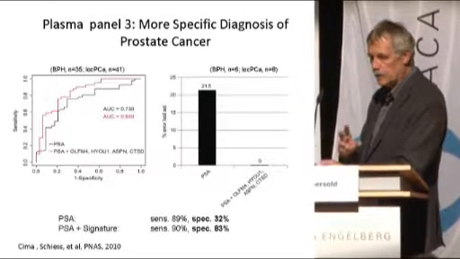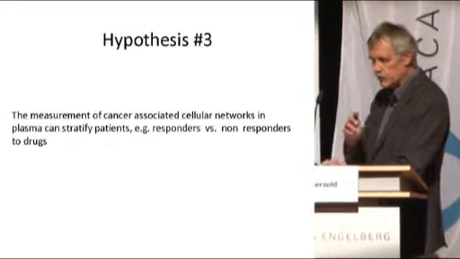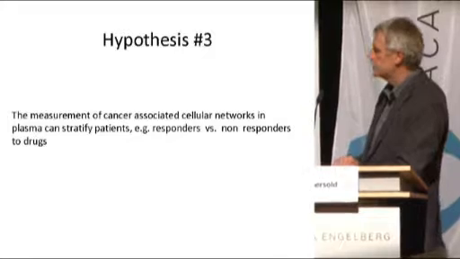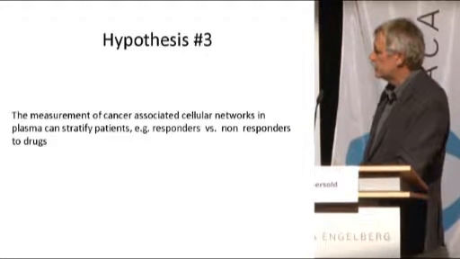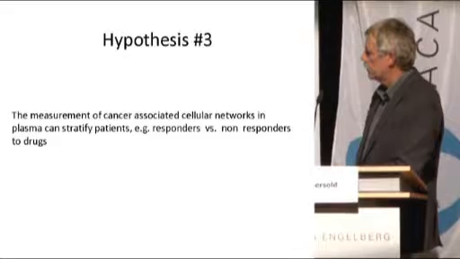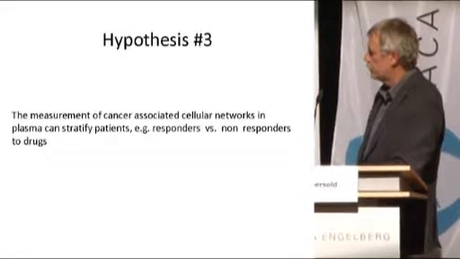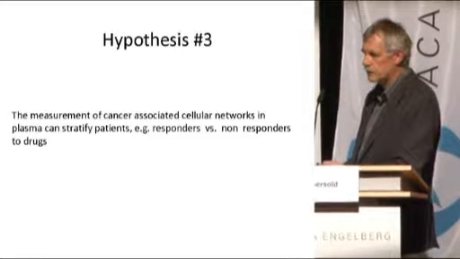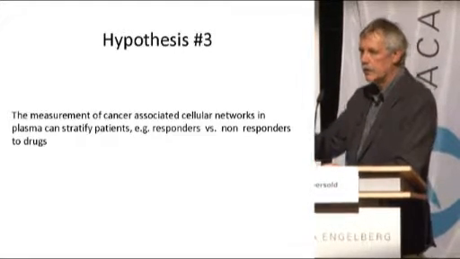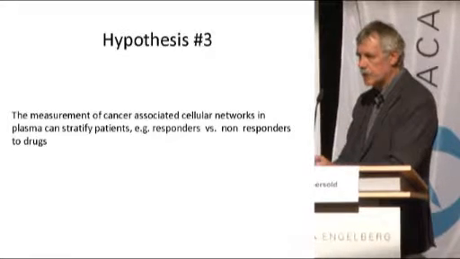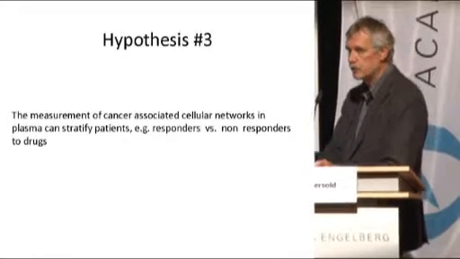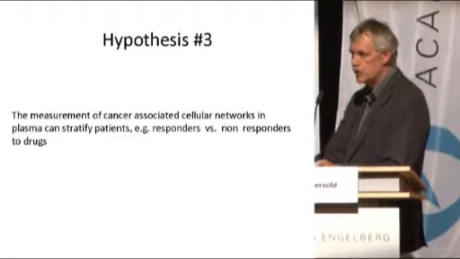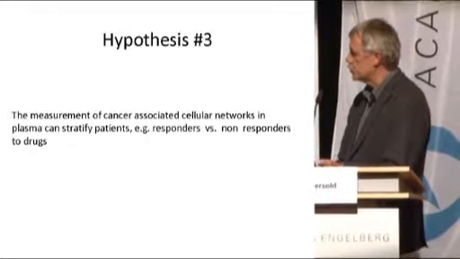The third hypothesis, and I'm going very fast because Heini makes noises that I should finish up in 3 minutes, would be that the measurement of cancer-associated networks in plasma can be used to stratify patients. We would like to distinguish responders versus non-responders to drugs. So this is not to detect the disease, but to say, can we actually distinguish a patient who has already been diagnosed with the disease, either by genomics or by proteomics or by clinician, can we distinguish patients which respond?